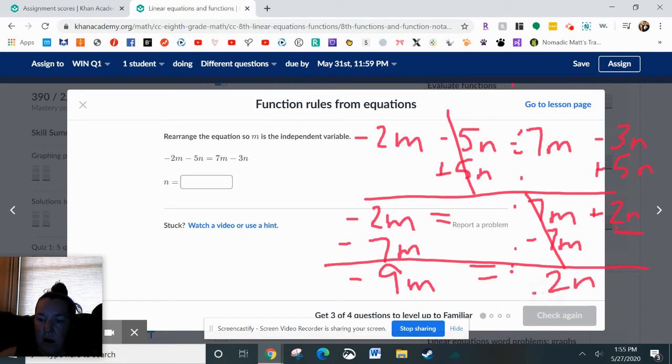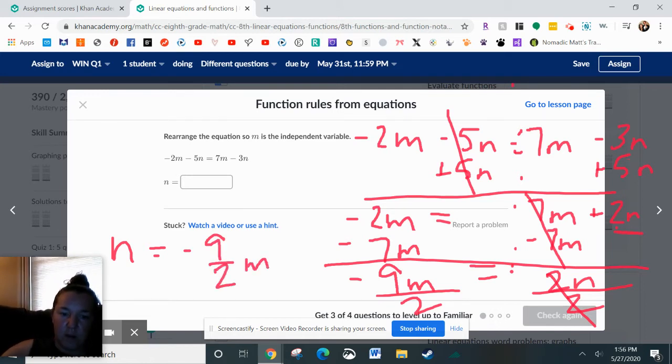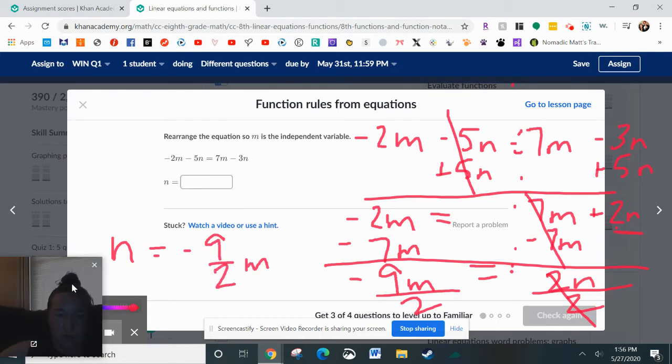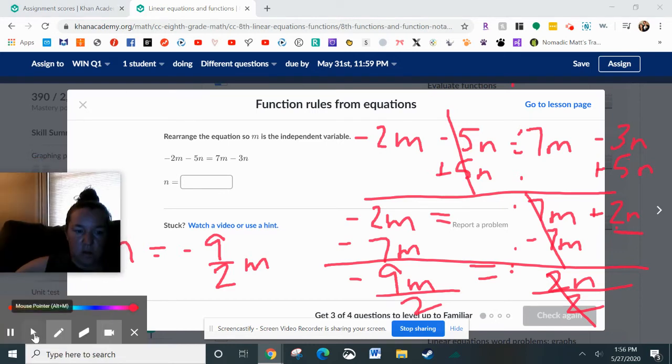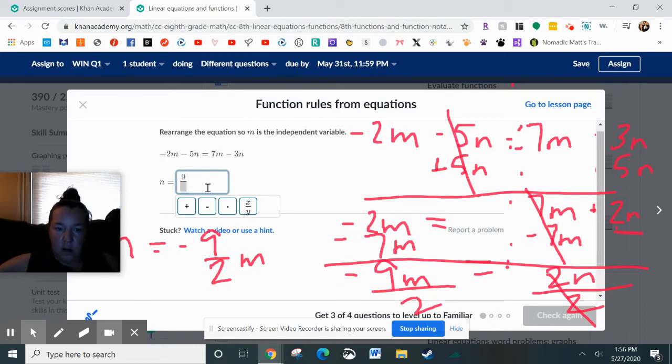Last step, I want n again all by itself, so I'm going to divide both sides by 2. When I do that, that cancels out, and I have n equals, remember I'm just flipping the n to the other side. There's only one thing on each side of the equal sign, so it doesn't matter. And I get negative 9 over 2 m. So up in here, let's change this back to that. We are going to put in 9 over 2. Don't forget our negative needs to be in front of it.